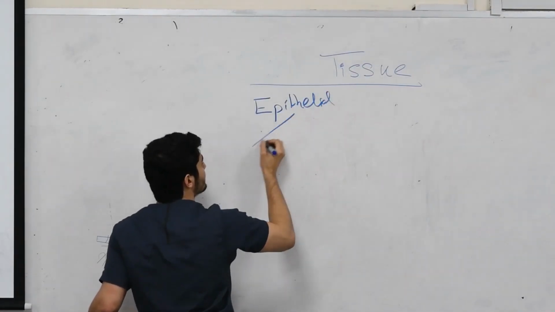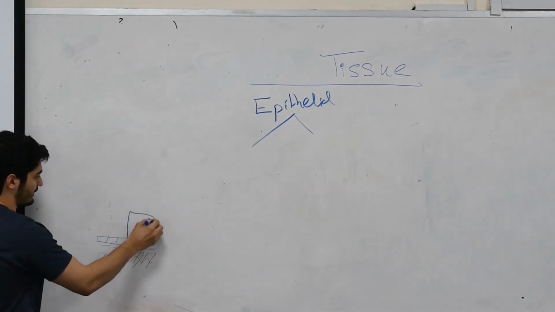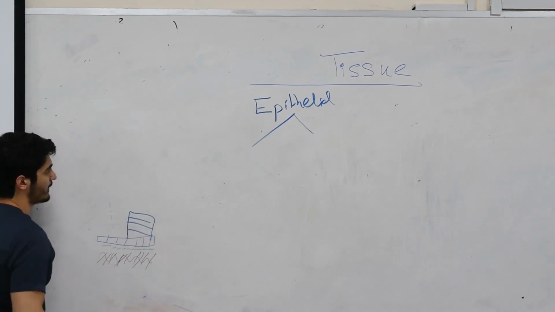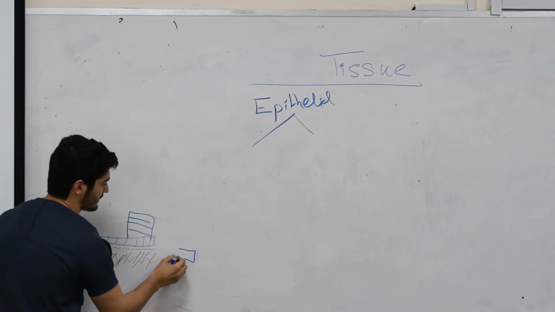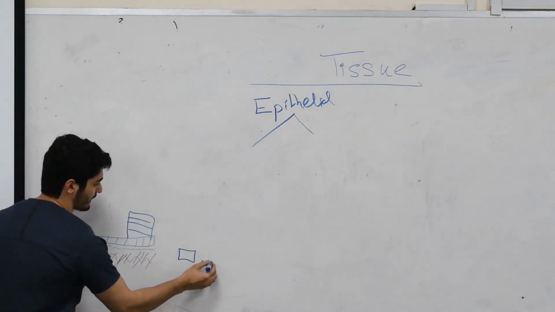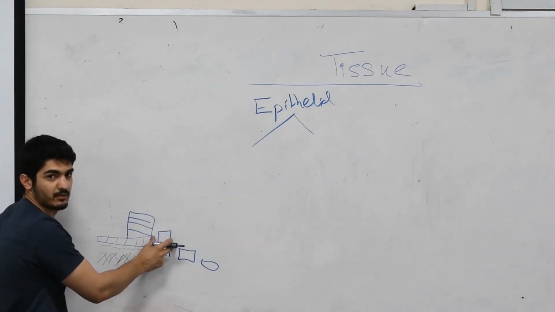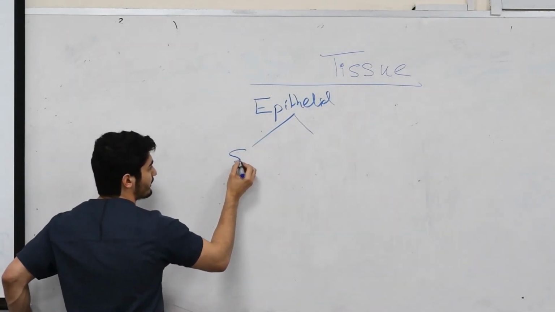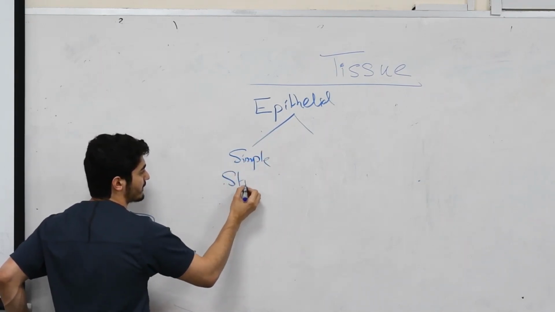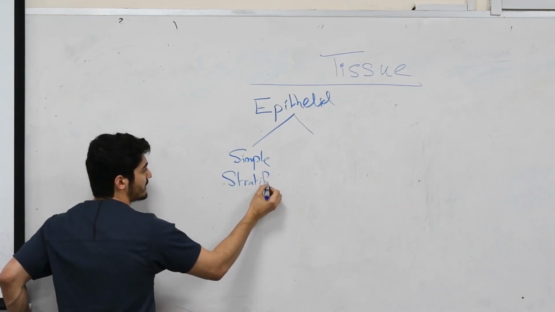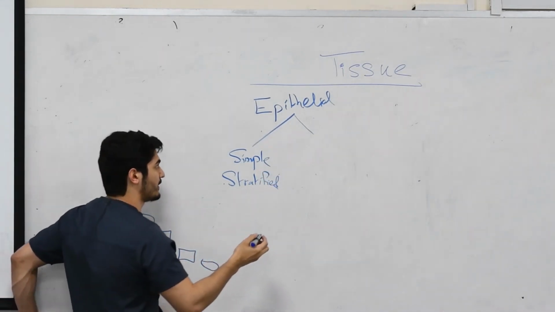Now the types. We need 2 things. One, we describe the layers, and one, we describe the shape, whether it's flat, or cuboid, or shaped as a column. So it could be simple or what? Stratified. Simple is what? One layer. Stratified is what? Multiple layers.